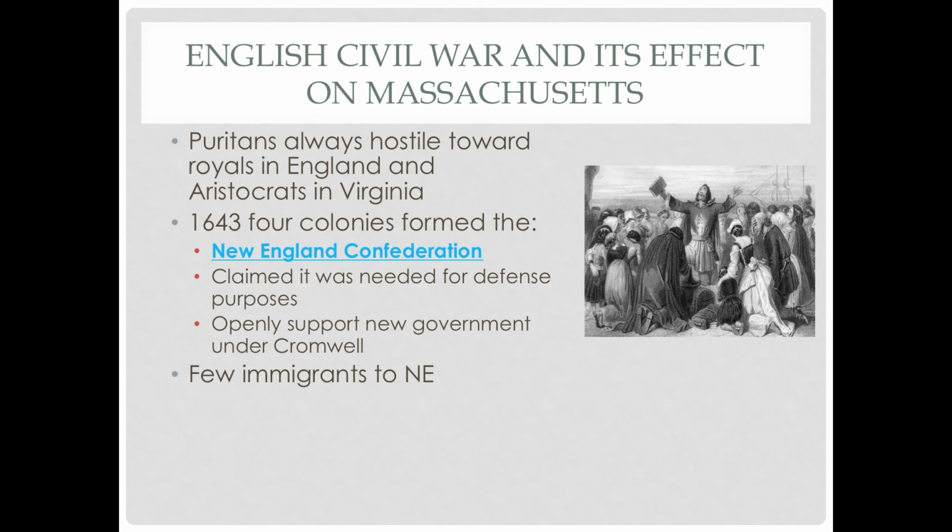Massachusetts is going to benefit from this war because they are founded by Puritans. Puritans who fought the English War. Puritans had come to dominate Parliament. Puritans are the founders of the colony of Massachusetts. They've always been hostile towards royals and the aristocrats in Virginia. So they will side, obviously, with Cromwell's men. There will be some Puritans that will leave Massachusetts and go fight against the king.